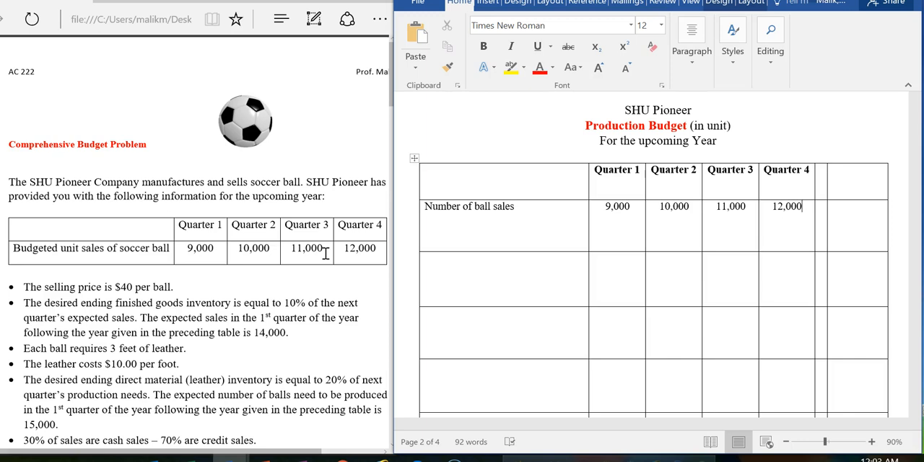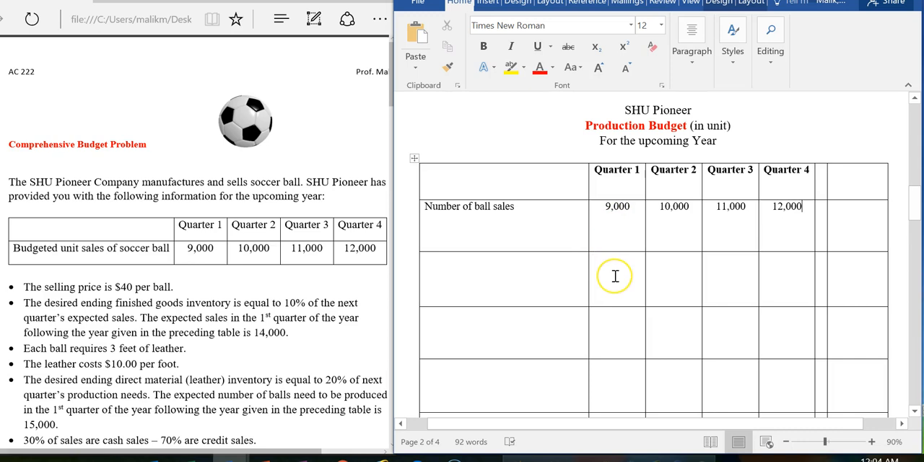Now, we already discussed when we practiced the production budget from our textbook problem that companies sometimes want to keep some extra inventory as their ending inventory, just as a safety cushion. So let's say Shoe has this type of policy, that the desired ending finished goods inventory, which means our finished goods, our soccer balls, will be equal to 10% of their next quarter's expected sales. It's very clearly mentioned here.